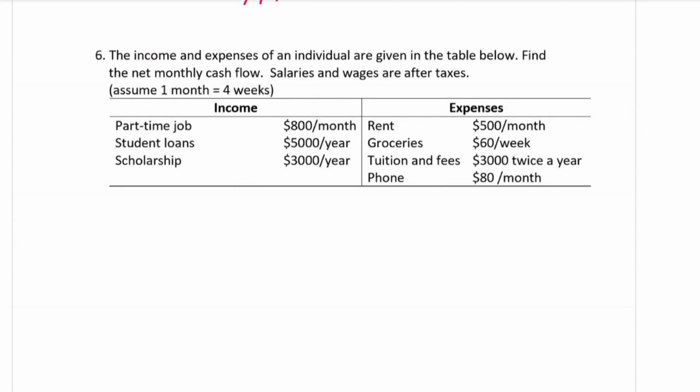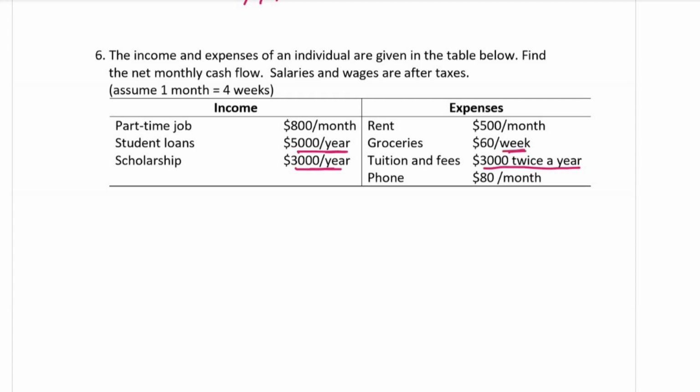Problem 6 is very similar to problem 5. We are looking at prorating these expenses. So if I'm given this information here of $5,000 per year, I'm going to take this $5,000 divided by 12. I'll take this $3,000 divided by 12. This $3,000 over here for tuition and fees is twice a year. So that means that I'm paying it every 6 months. So I'm going to have to divide that by 6.